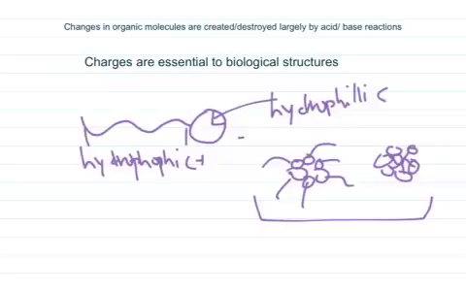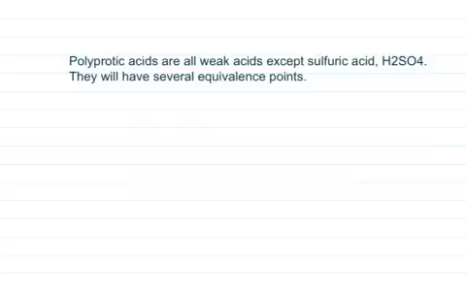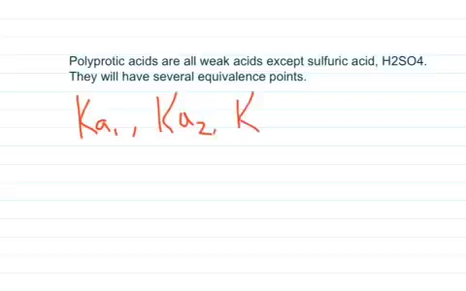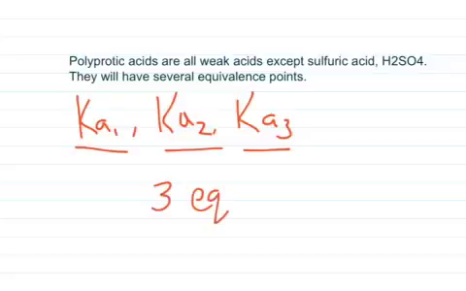Now, one thing I also want to discuss, polyprotic acids. They are all weak acids except for sulfuric acid, H2SO4. Remember, that is a strong acid. They will have several equivalence points, and the reason for that is because of the different Kas they have. So if we remember, when we were looking at phosphoric acid, it had 3 Kas. So that means it's going to have 3 equivalence points.